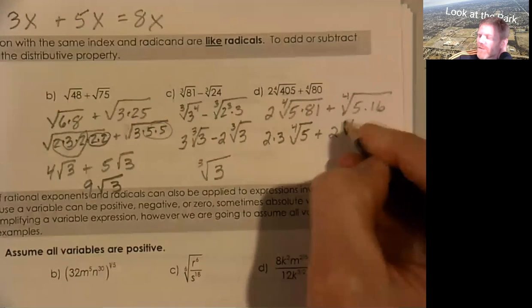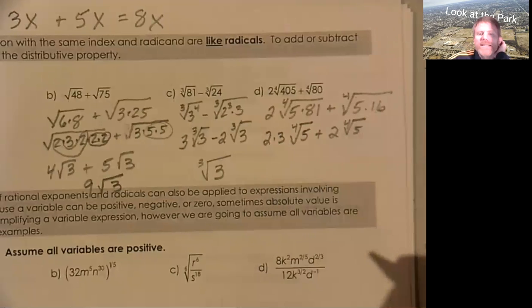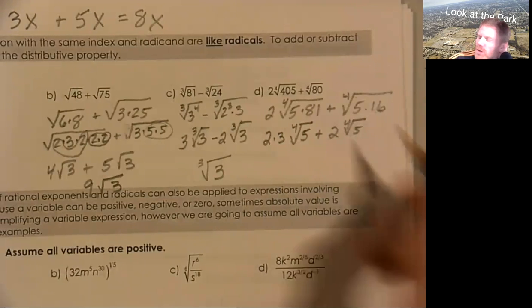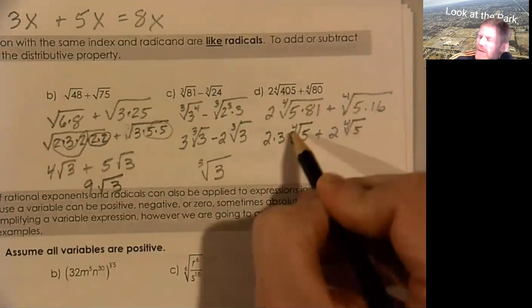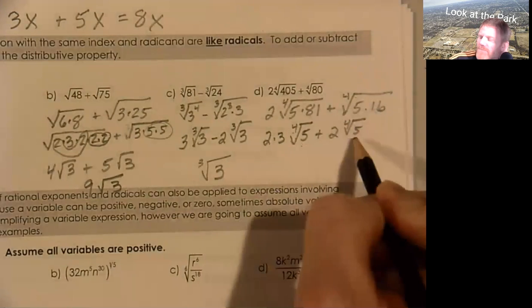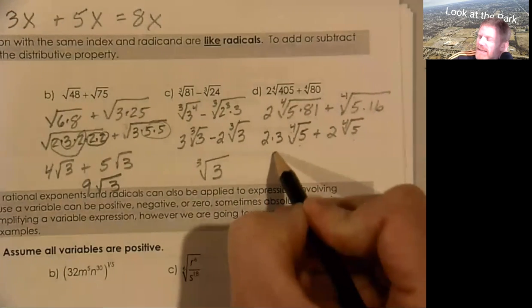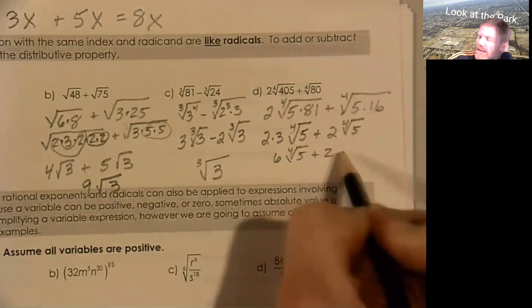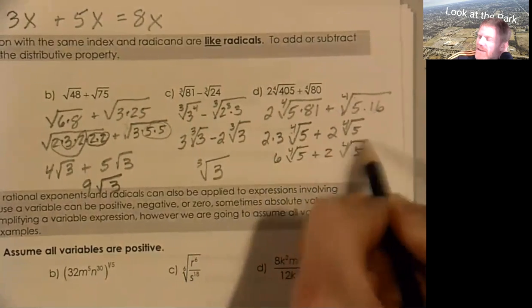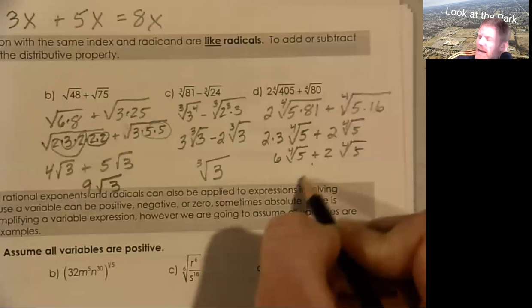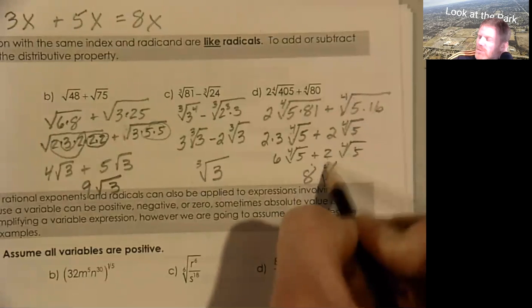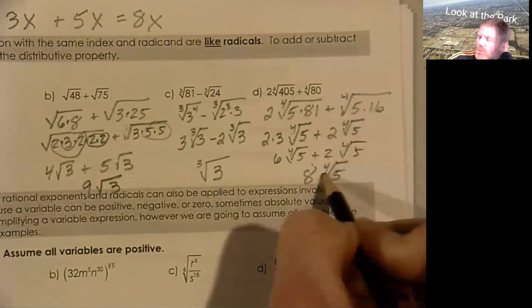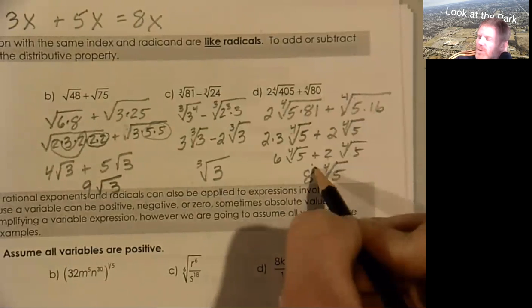And the 4th root of 5. So you need to simplify those down so you get 2 radicals with the same index and the same radicand. This becomes 6, because you have to multiply them if they're on the outside. Now you're ready to add the 2 together, which is 8 times the 4th root of 5.